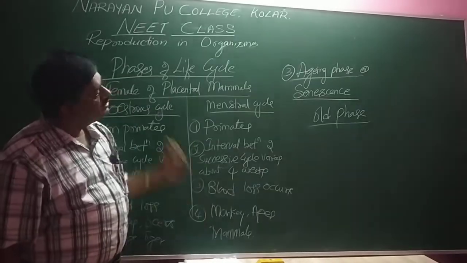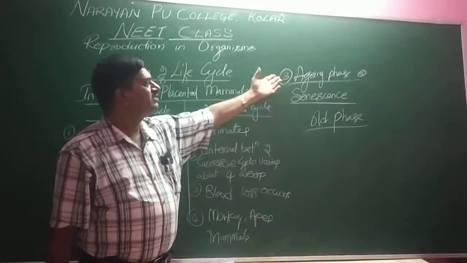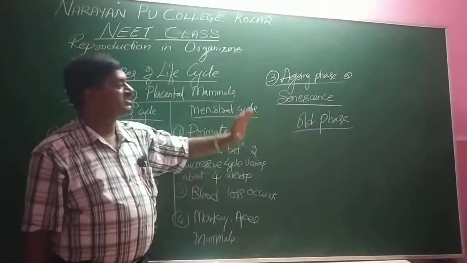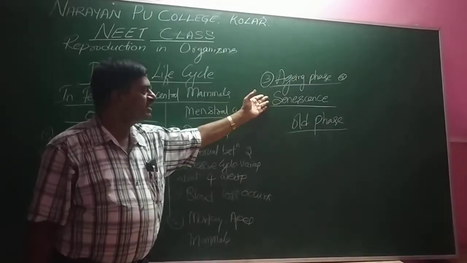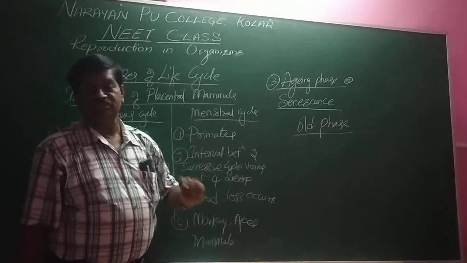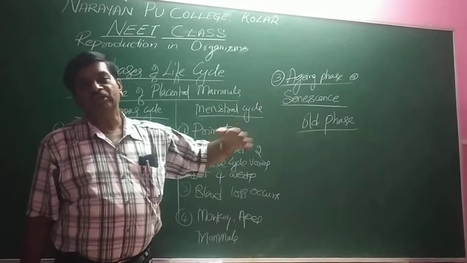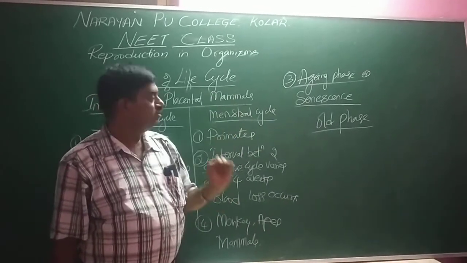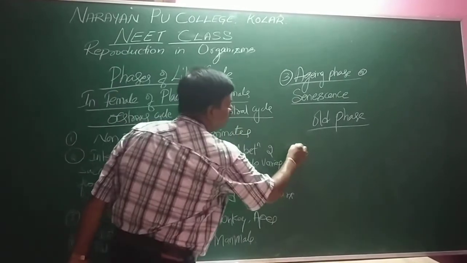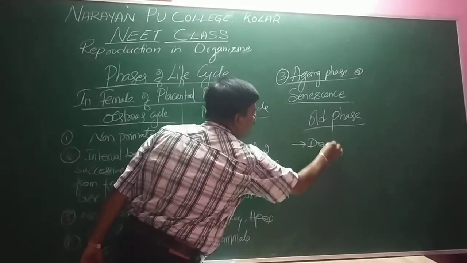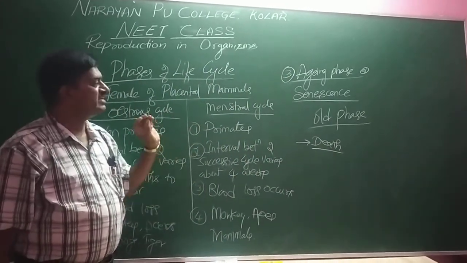We'll go for the third one: the first one is juvenile, the second is maturity, and the third one is called the aging phase. The aging phase is also called senescence, or the old phase. Once the reproductive activities stop and the metabolic activities slow down, they become aged and old, and after old age it leads to the death of the individual. Hence this is called the aging phase, or senescence.